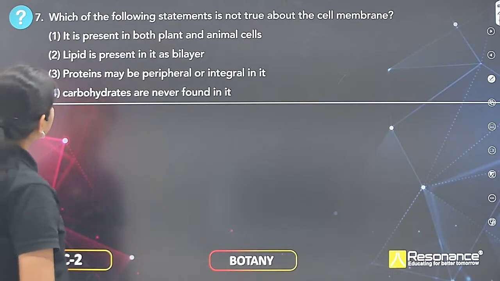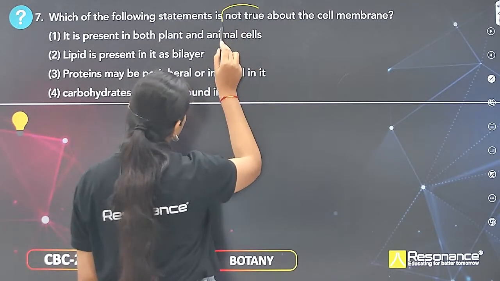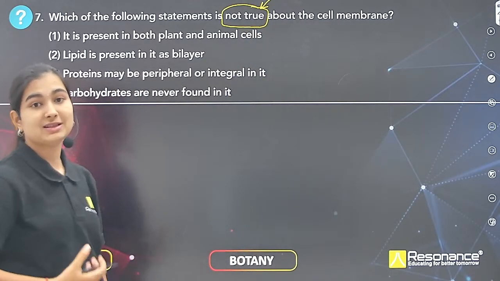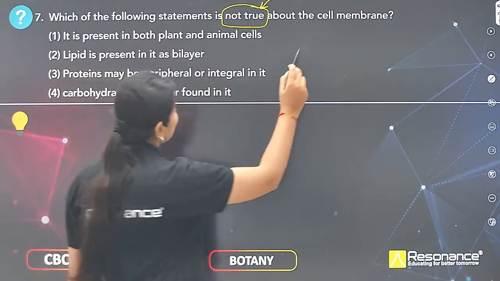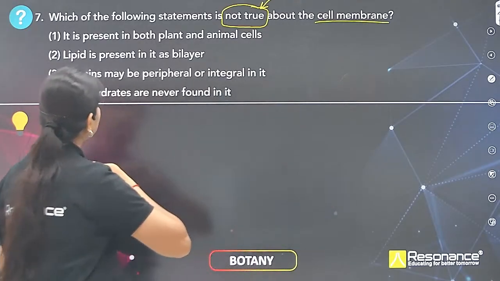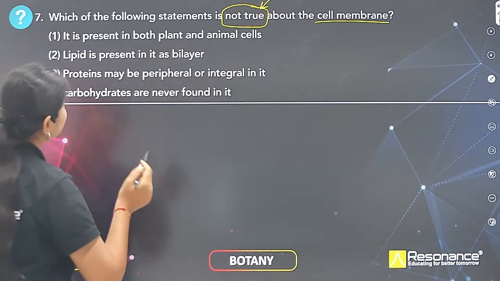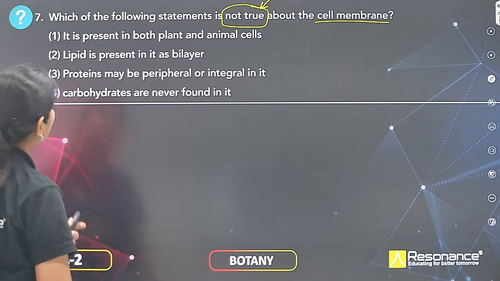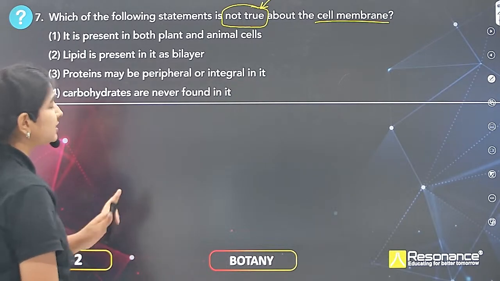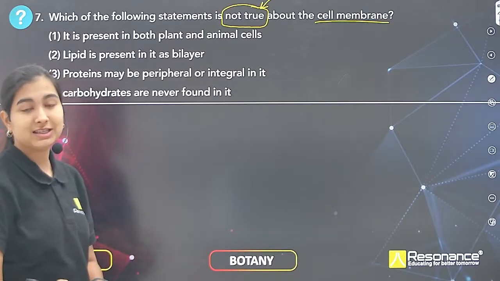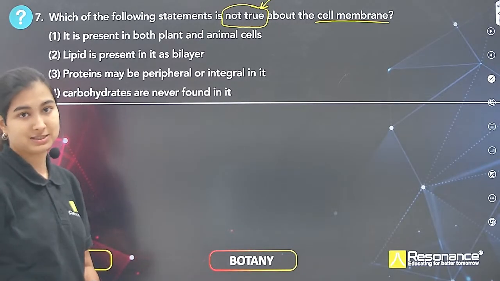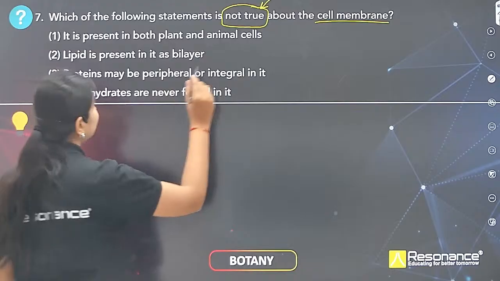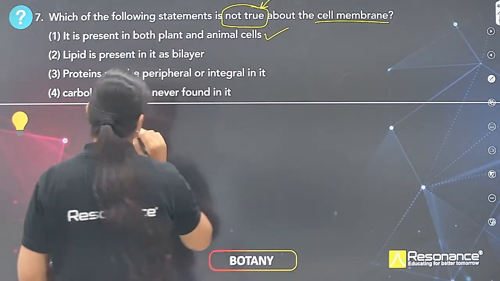Next, which of the following statements is not true? See, I told you, right? You should look for such words. They are asking not true, which means incorrect statements about the cell membrane. Next, it is present in both plant and animal cells. So is the cell membrane? Yes, it is present in both. But what is not present in the animal cell? The cell wall is not present. But here the cell membrane is present in both of them. So without doubt this is the true statement. They are asking us for not true.